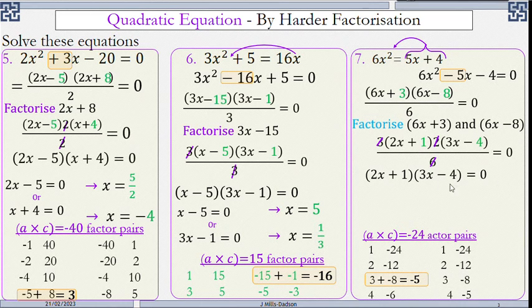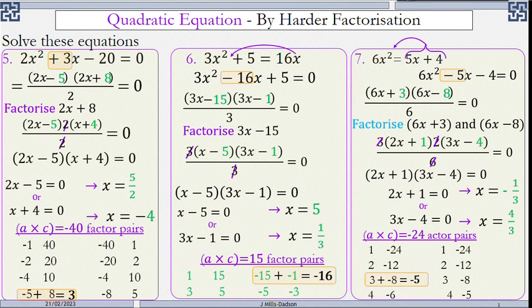Set each equal to 0. So minus 1 from both sides and dividing by 2 will give us negative 1 over 2. Adding 4 to both sides and dividing by 3 will give us 4 over 3. So this is also possible, even though the answers are not necessarily integers. They are simple fractions that we could use factorizing to solve.